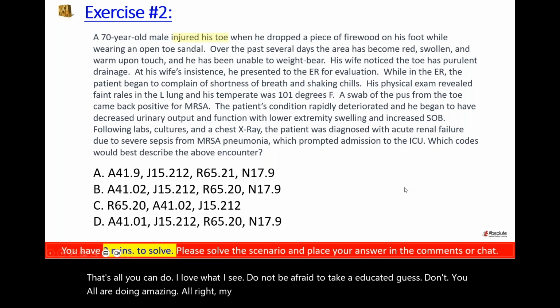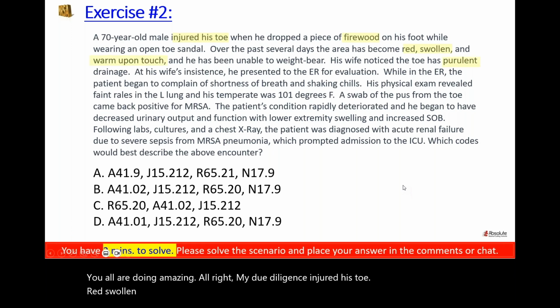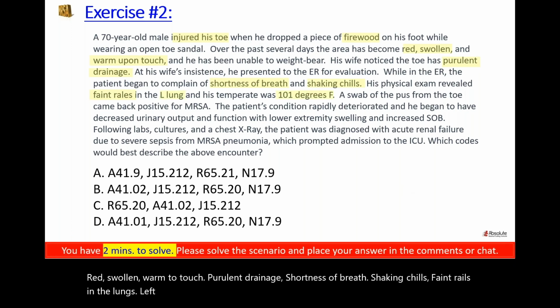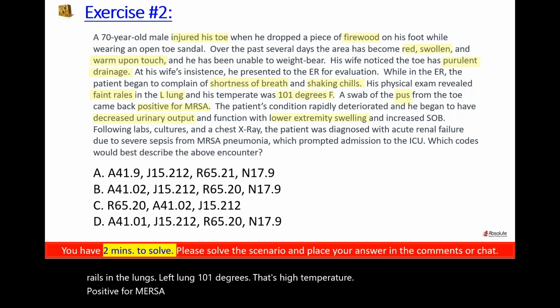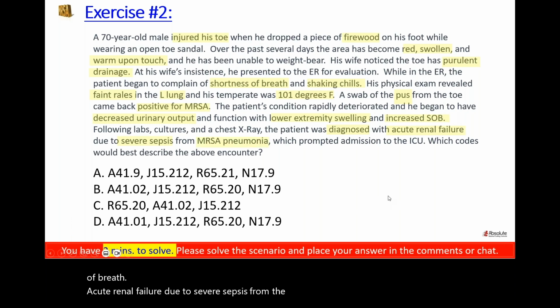All right, my due diligence. Injured his toe. Red, swollen, warm to touch, purulent drainage, shortness of breath, shaking chills, faint rales in the left lung, 101 degrees, that's a high temperature, positive for MRSA, decreased urinary output, lower extremity swelling, increased shortness of breath, acute renal failure due to severe sepsis from the MRSA pneumonia.